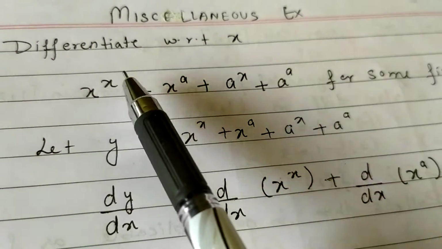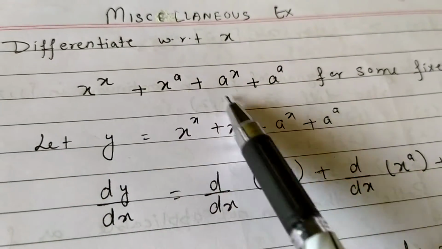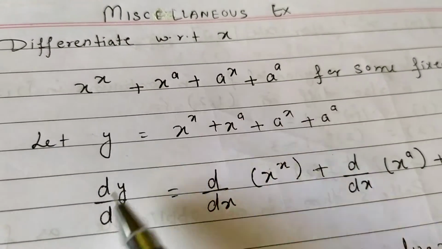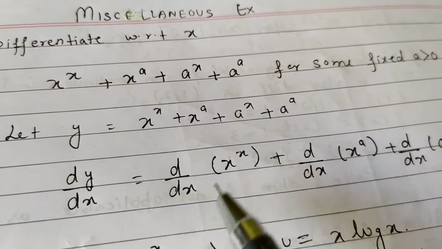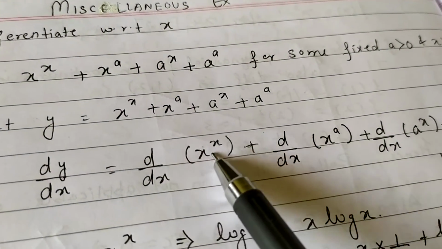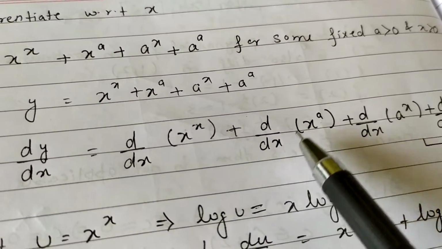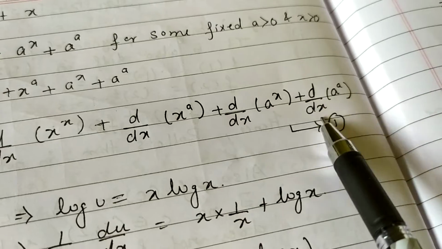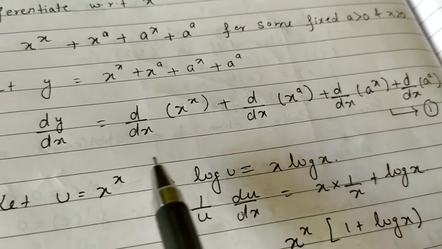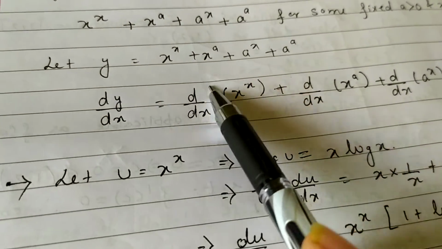So let y is equal to this function which is given to us, and we have to differentiate it with respect to x. That means the derivative of each one of them with respect to x. That means d by dx of x to the power x plus d by dx of x to the power a plus d by dx of a to the power x and d by dx of a to the power a.